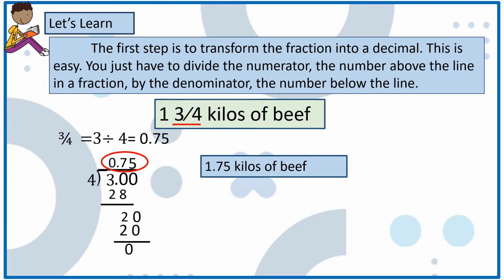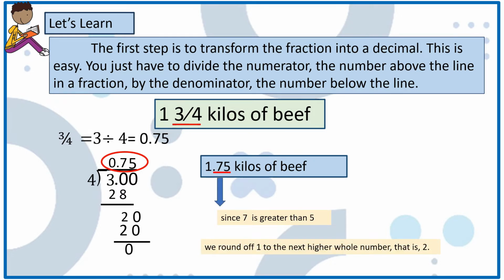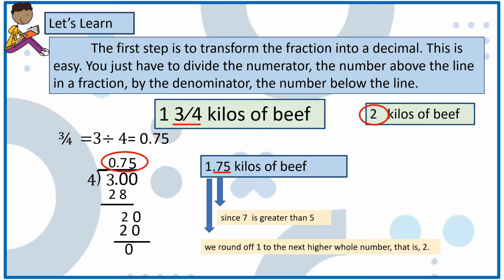Now, we are going to round up this 1.75 into a whole number. Since 7 is greater than 5, we round up 1 to the next higher whole number, that is 2. So, the estimated number of kilos of beef is 2 kilos.